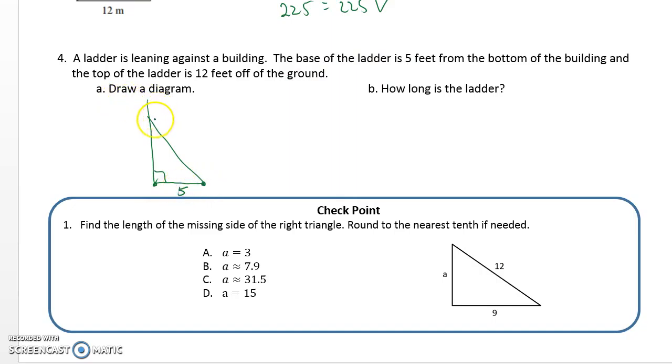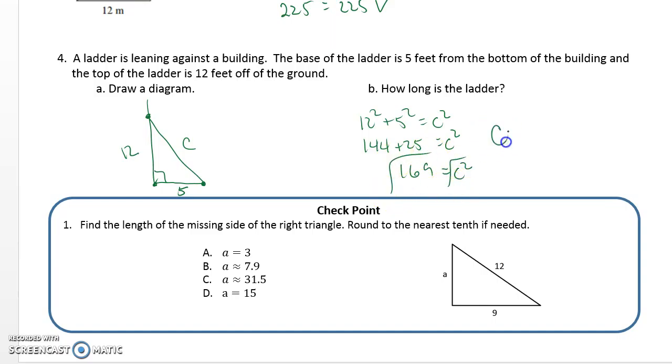And the top of the ladder is 12 feet off the ground, so this side must be 12. We're looking for the length of the ladder, so that'll be C. So 12 squared plus 5 squared equals C squared. This is 144 plus 25, which is 169. When you do the square root of 169, you get 13. So C equals 13 feet, and that's how long the ladder is.